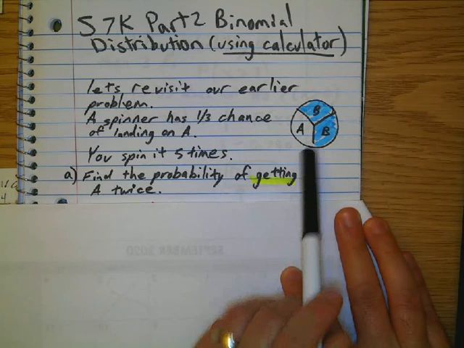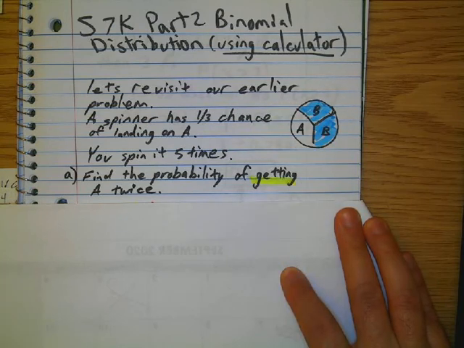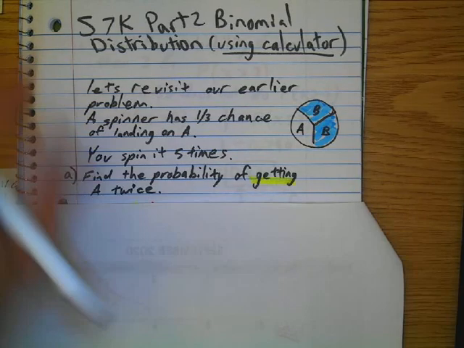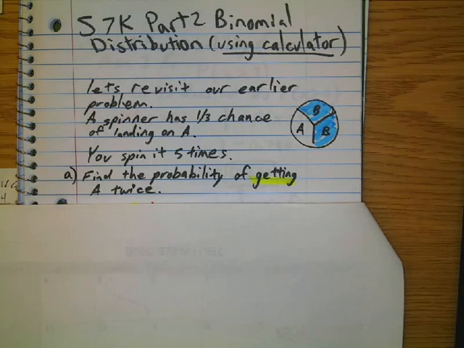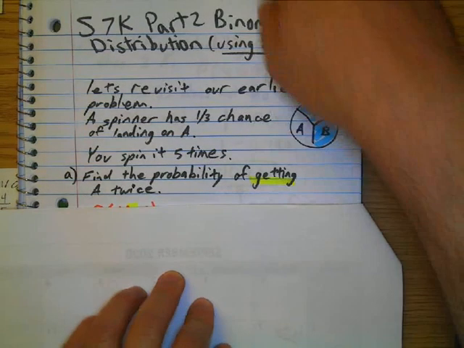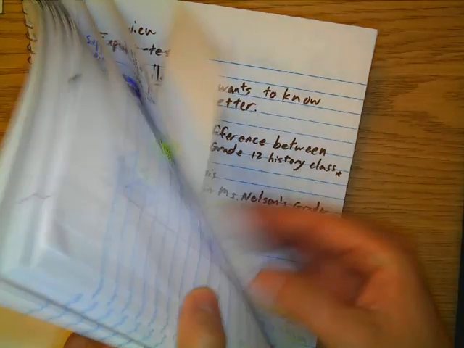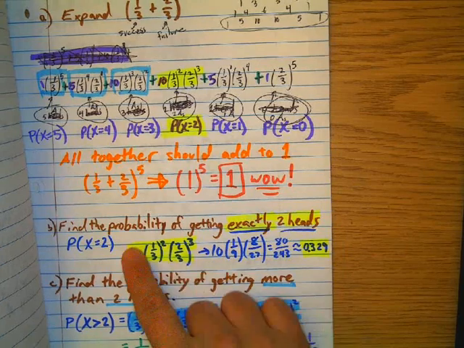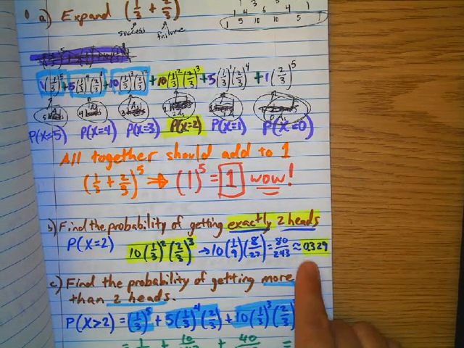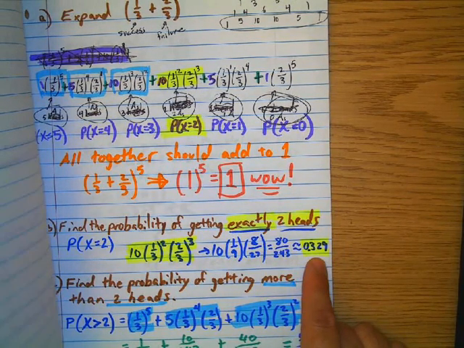Now remember, a certain chance means 1. If it's not at all going to happen, it's 0. So it's going to be something between 0 and 1. Now, if we look back at our notes, we know that the answer to the probability of getting heads twice is 0.329.